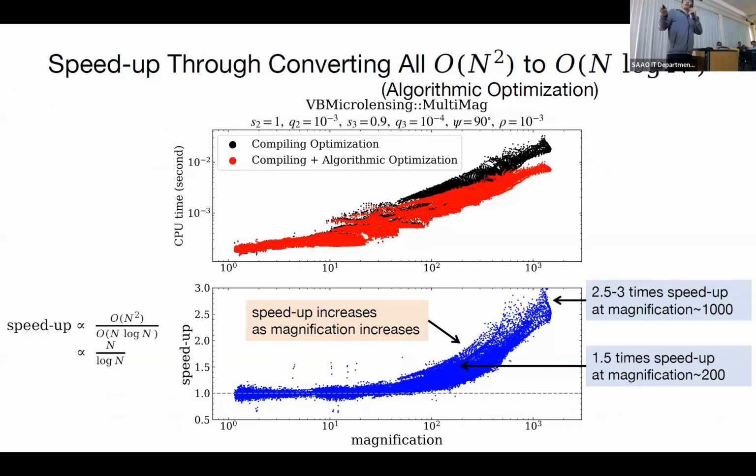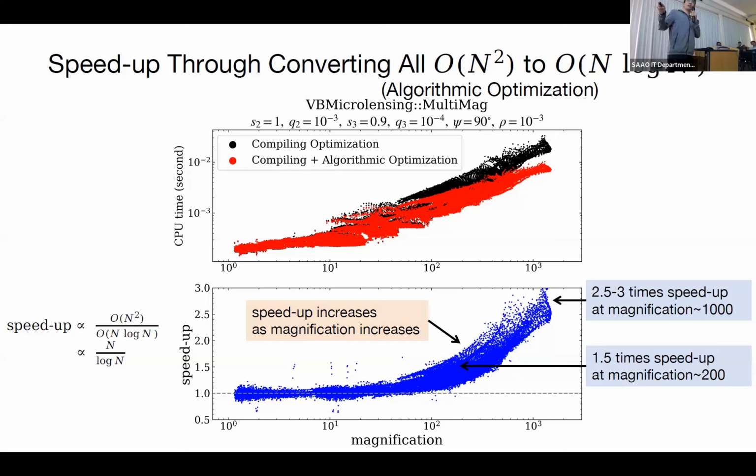And finally, we get to the results part. So what's the speed up from converting all the n squared to n log n? Hereafter, we name it algorithmic optimization. We compare the performance with only compiling optimization and with compiling plus algorithmic optimization. And the speed up, you see, increases as magnification increases. It's about 1.5 times speed up at magnification around 200 and 3 times speed up at magnification around 1000.